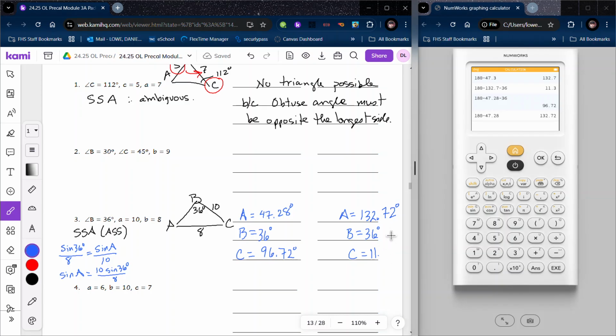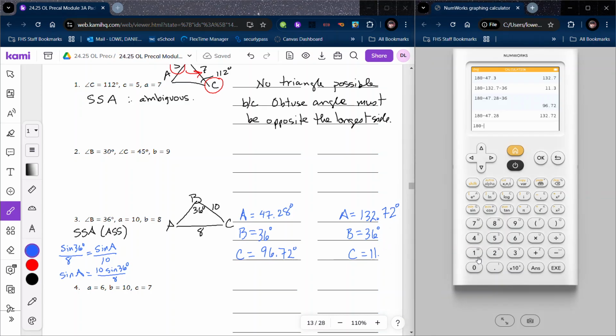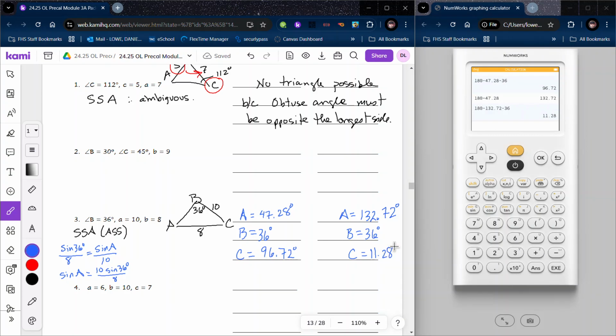And this would change to 180 minus 132.72 minus 36. This gives me 11.28 degrees. So those are the angle measures. But I also need to find the side lengths.